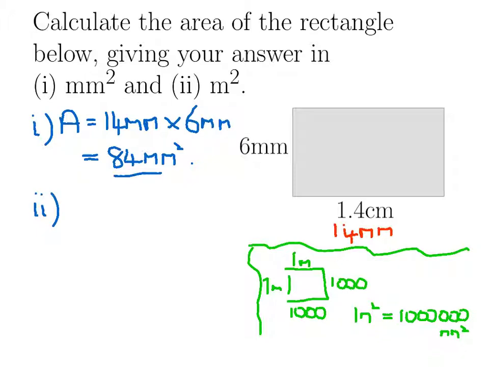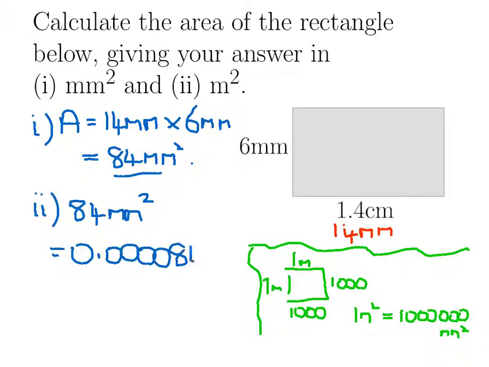So we've got 84 millimetres squared and we want to convert that into metres squared. And so we're going to have to divide by 1,000 twice, or essentially divide by 1,000,000. And that gives us an answer of 0.000084 metres squared.